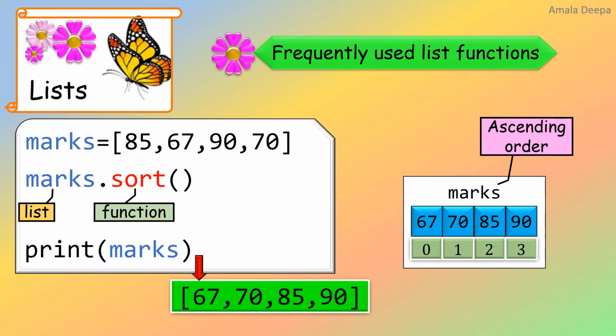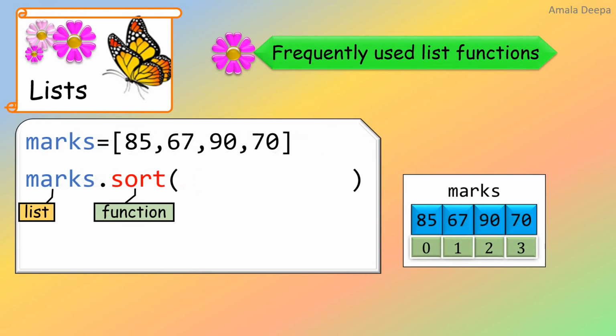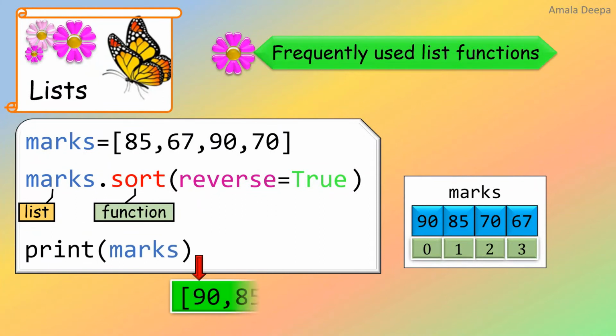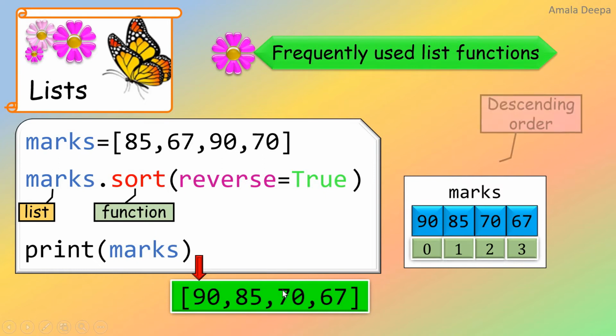But sometimes you may want the values to be arranged in descending order. For that, in the same sort function, you can use a parameter reverse with value True, reverse=True. So when you give this parameter, the elements are arranged in descending order, decreasing order. So when I say print(marks), you can see that the elements in the list are now in descending order.